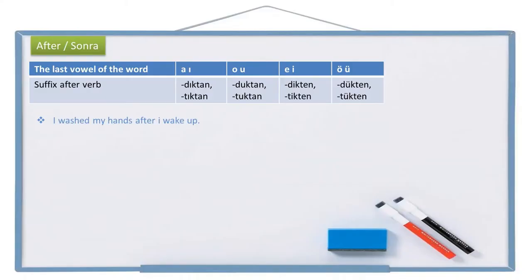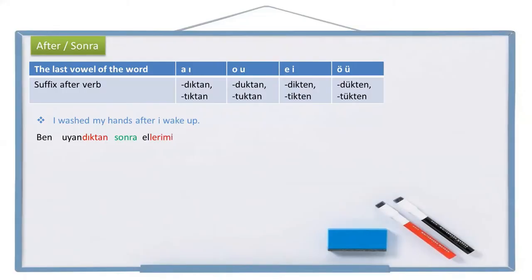All right. There is after and there is wake up. I need to change their places. First, let's write the person pronoun ben. Wake up, uyan. After, sonra. Now let's combine them. Dıktan. Uyandıktan sonra, after I wake up, what did I do? I washed my hands. Hand, el. Hands, eller. My hands, ellerim. But these are particular hands, specific. They are not any hands.